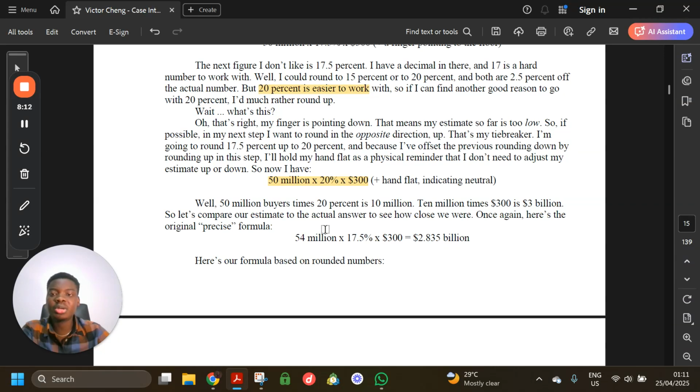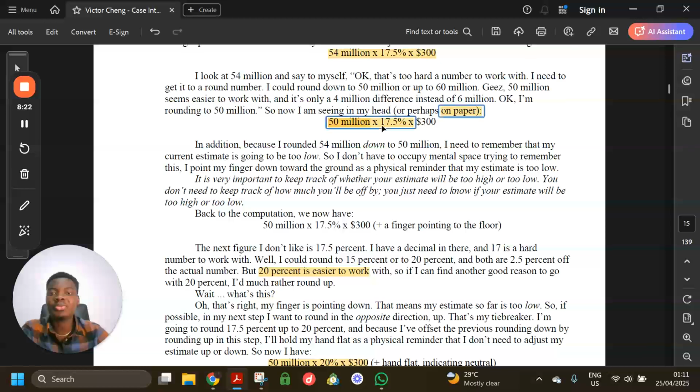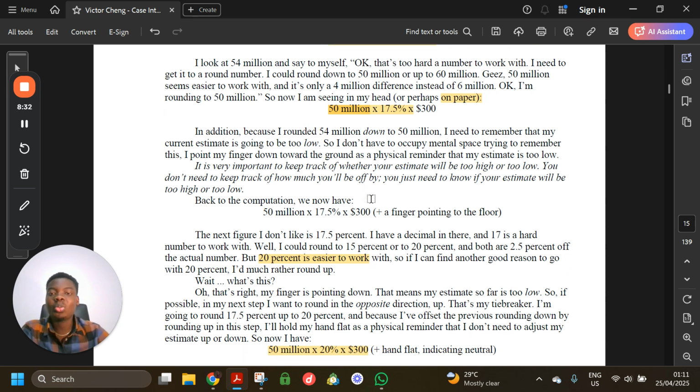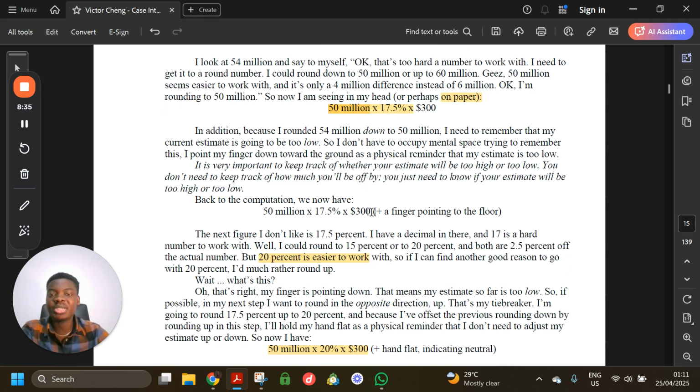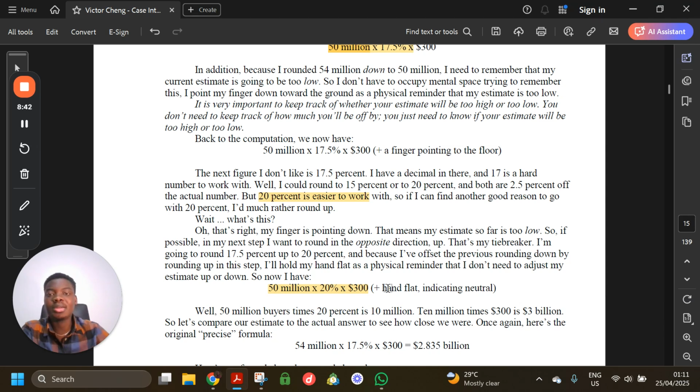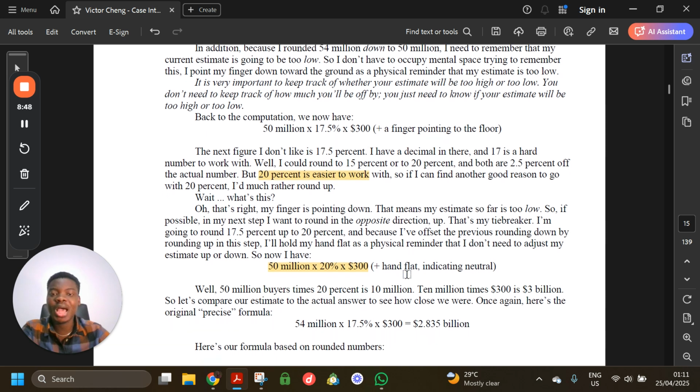I should also note that Victor uses some gestures that help him stay on track. Initially, when he rounded down from 54 million to 50 million, he points downwards, so he has some sort of physical indication of what his estimate looks like. And when he rounds up from 17.5% to 20%, he puts his hand in a neutral position, helping him see that he's now around the ballpark of what his actual figure was going to be.